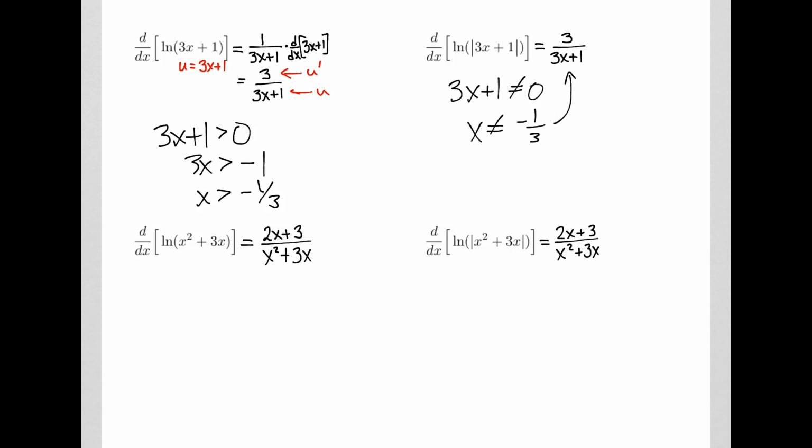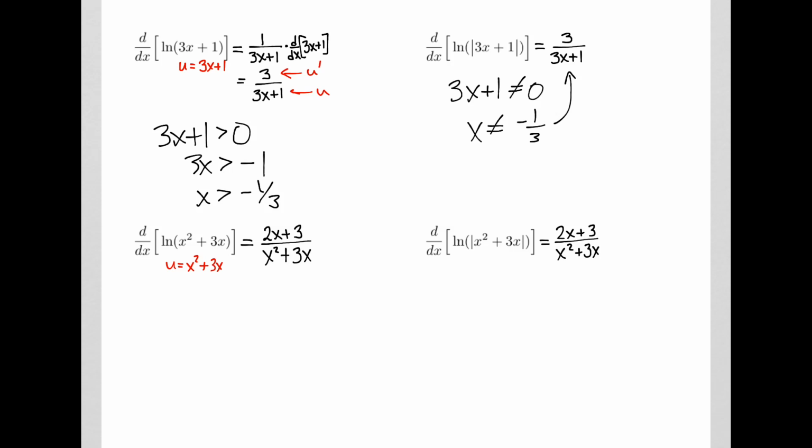Okay, this time my u for this problem, the input of the logarithm, is x squared plus 3x, and that's all I need to be able to find the derivative. It's going to be u prime, which is 2x plus 3, over u. And whether or not the absolute value is there, I get the same formula. The difference is the domain.